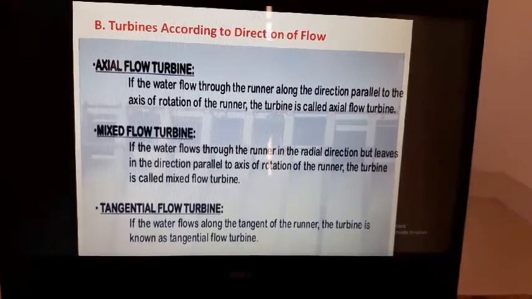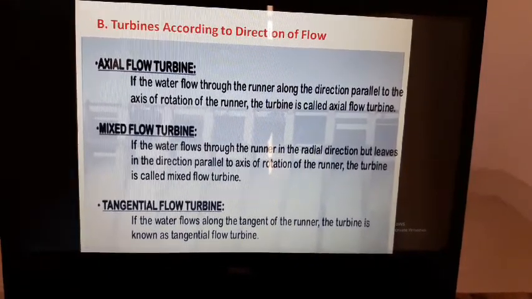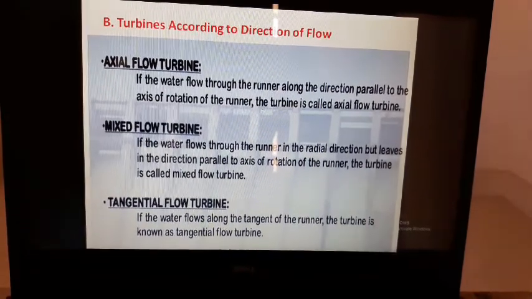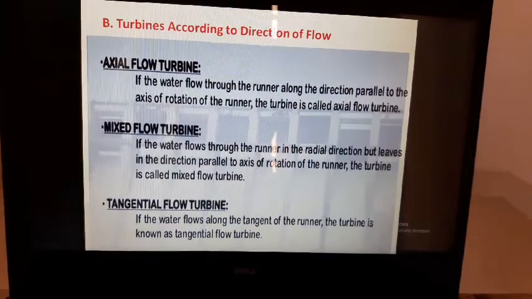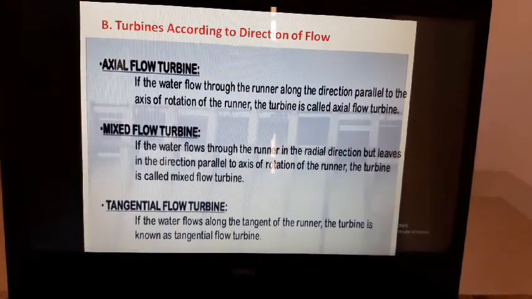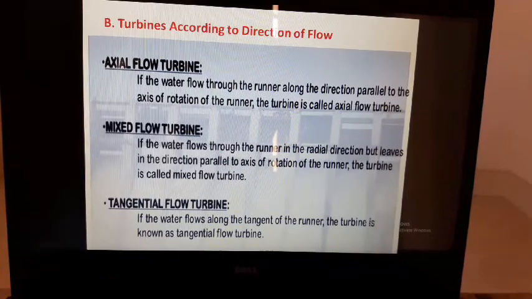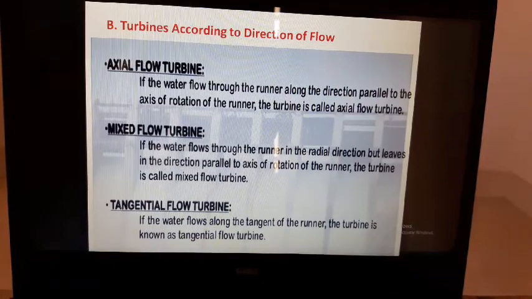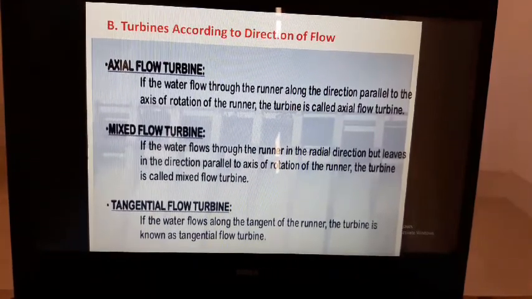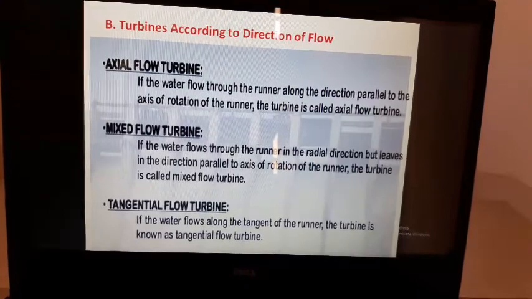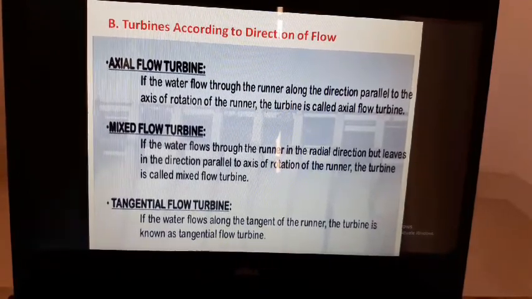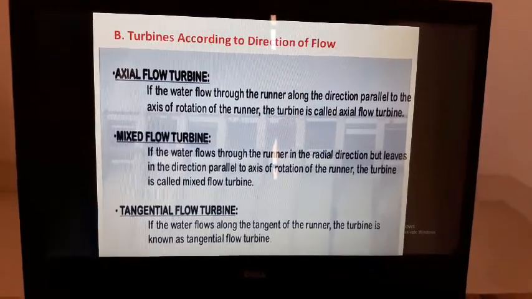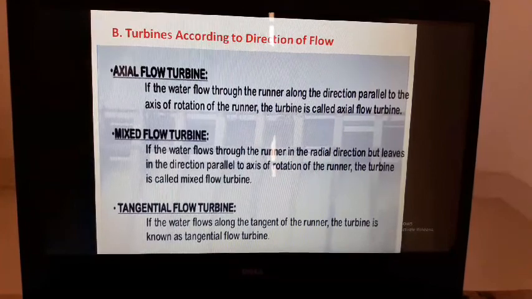The third type is the axial flow turbine. If the water flows through the runner along the direction parallel to the axis of rotation of the runner, this type of turbine is called an axial flow turbine. The next classification is the mixed flow turbine. In the mixed flow turbine, water flows through the runner in the radial direction and it leaves the runner parallel to the axis of rotation of the runner. These types of turbine are called mixed flow turbines. In axial flow turbines, propeller turbines and Kaplan turbines are included. In mixed flow turbines, we have the Francis turbine.